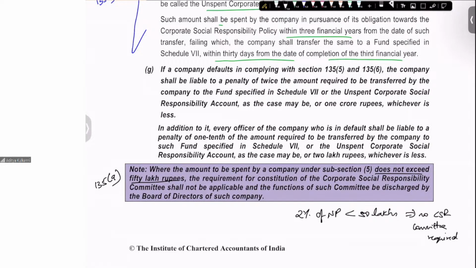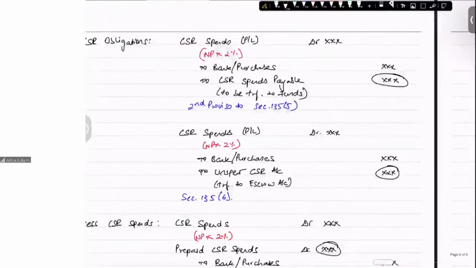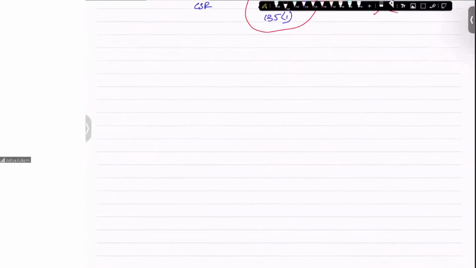Is it okay? Yes. Is it fine? Shailendra, did you understand the point? Yes, we can have a chart something like this. CSR committee.